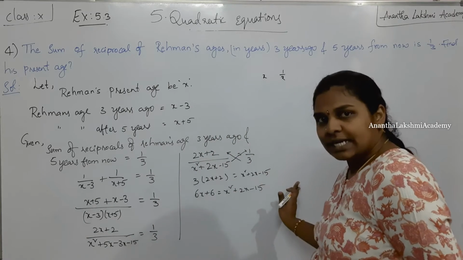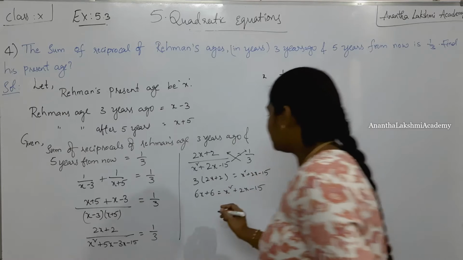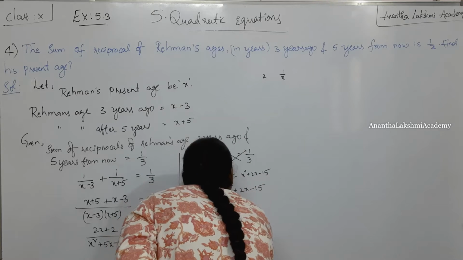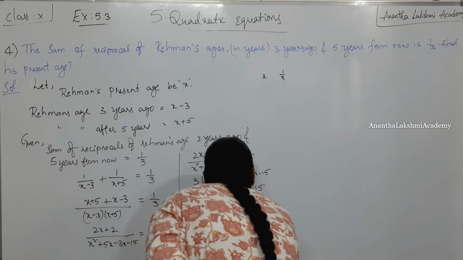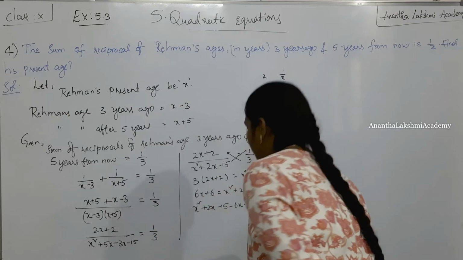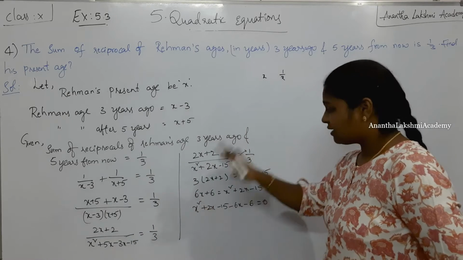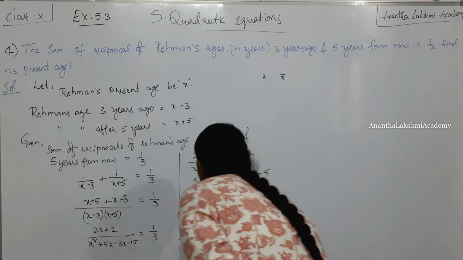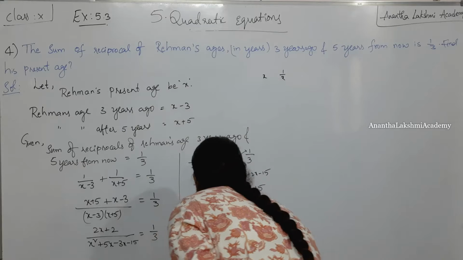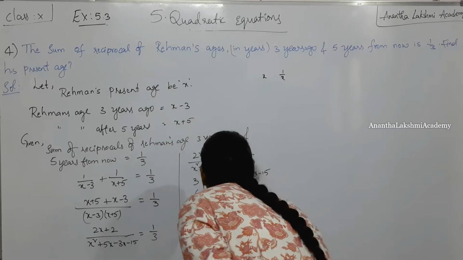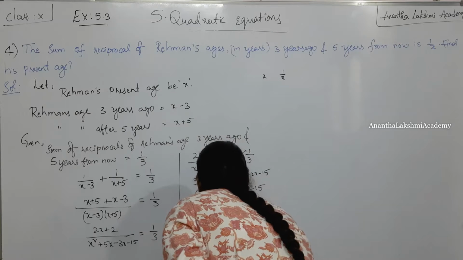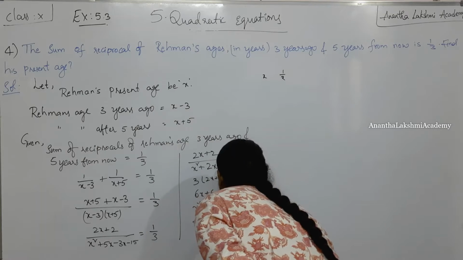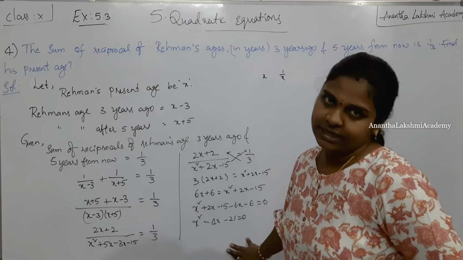So I am going to send this 6x and 6 also to the other side. That becomes x square plus 2x minus 15 minus 6x minus 6 is equal to 0. The positive signs on this side, when they are turned to the other side, become negative. x square plus 2 minus 6 is minus 4x, minus 15 minus 6 is minus 21, is equal to 0. Now we have a quadratic equation.